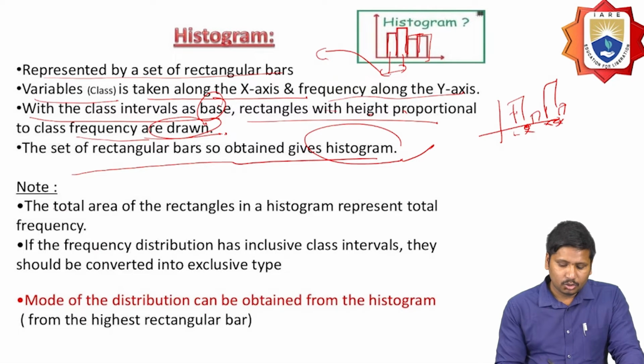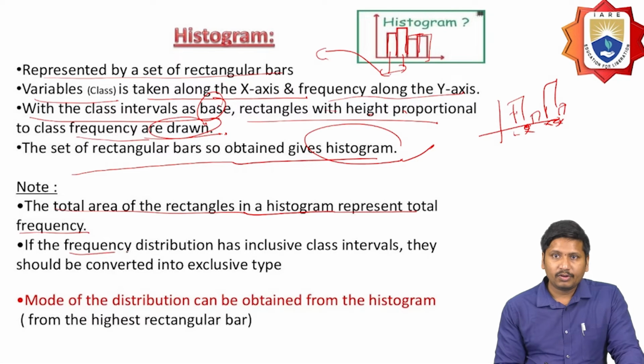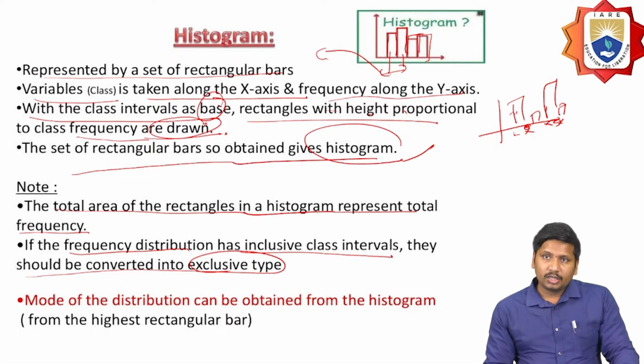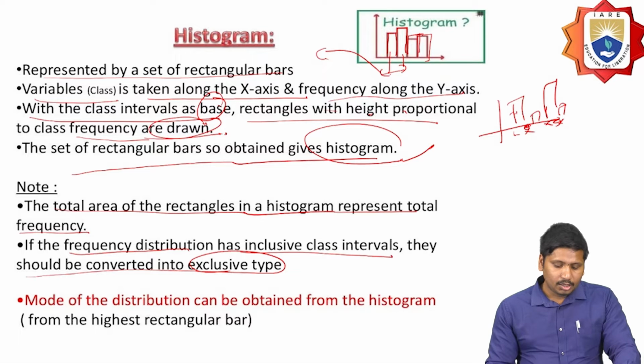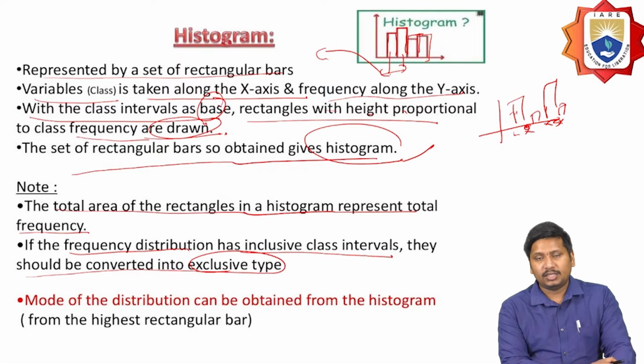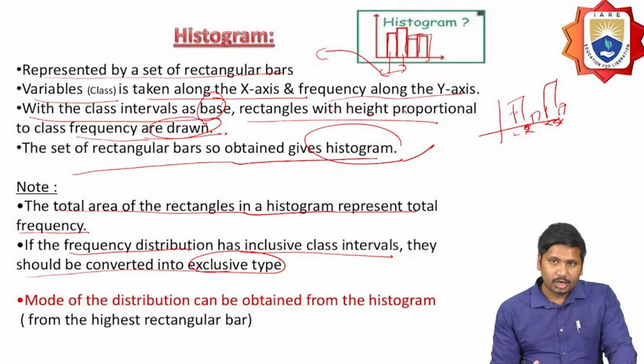Note that the total area of the rectangles in a histogram represents the total frequency, and if the frequency distribution has inclusive class intervals, then they should be converted into exclusive type. These are the points to be noted regarding the histogram. And the mode of the distribution can be obtained from the histogram only.